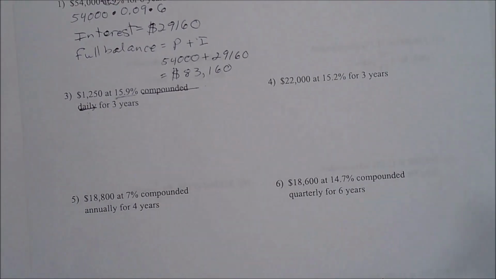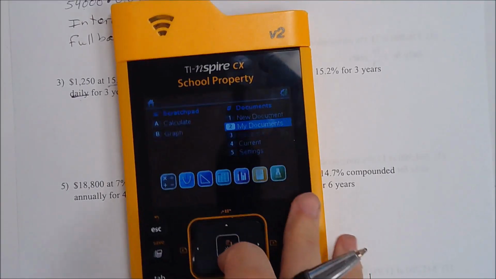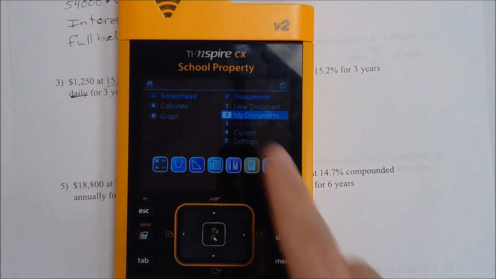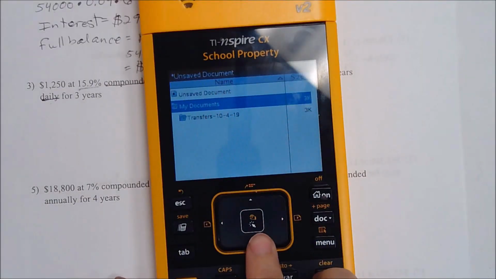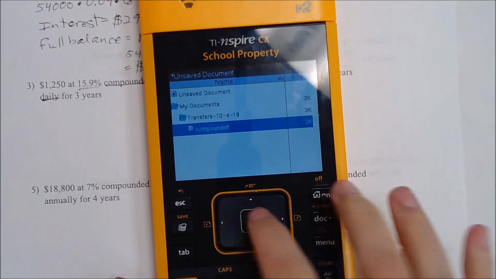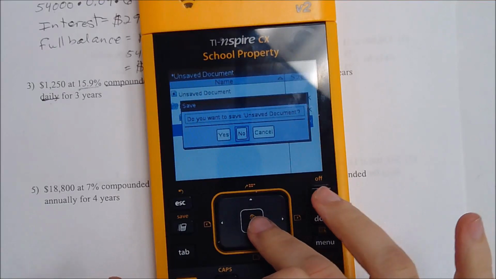So instead of using the interest formula, we're going to use the program that you guys wrote. So you will find it in my documents, and then go to transfers from October 4th, and it's called compound int. And if it asks you about saving, just put no.